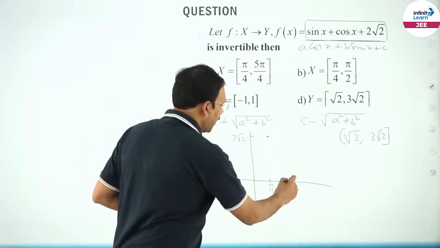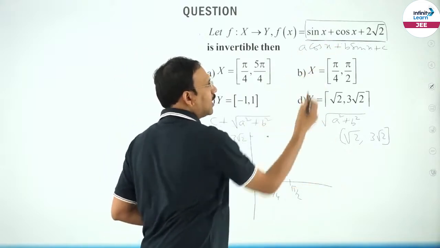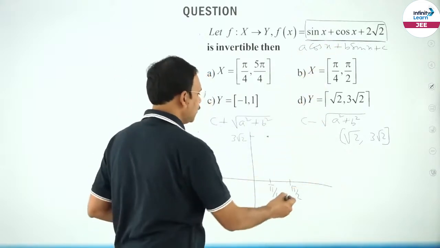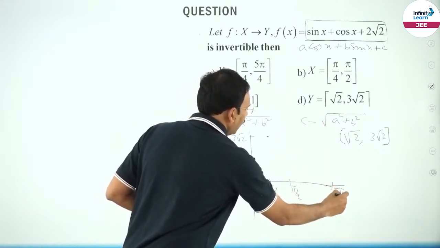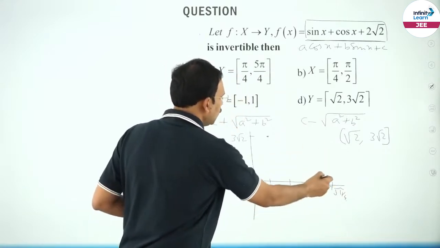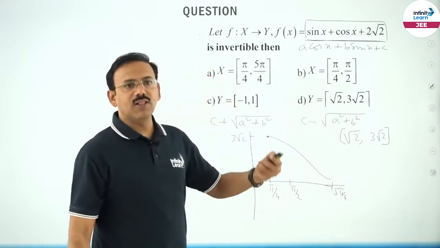Then again at pi by 2, my dear friends, you can observe sin will become 1, cos will become 0, 1 plus 2 root 2. In the same way, if you proceed up to 5 pi by 4, you will reach root 2, my dear friends. The graph will be decreasing like this. You give all the values.